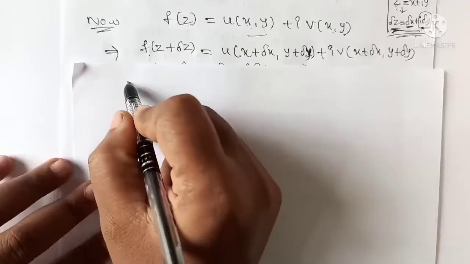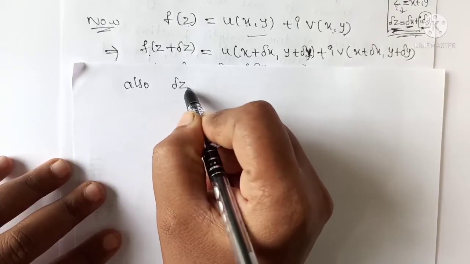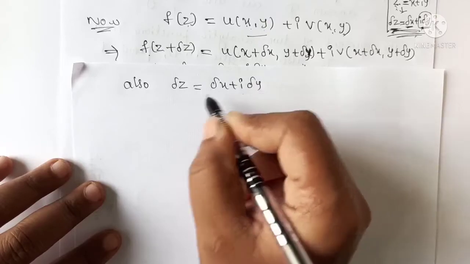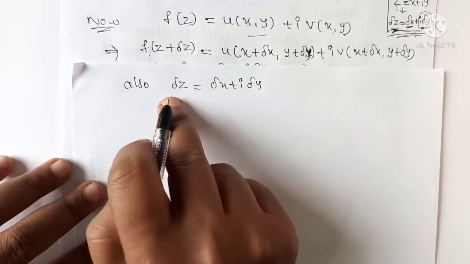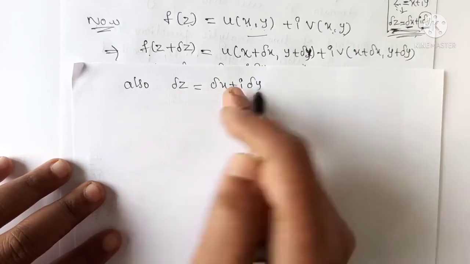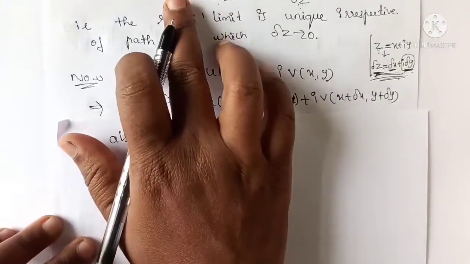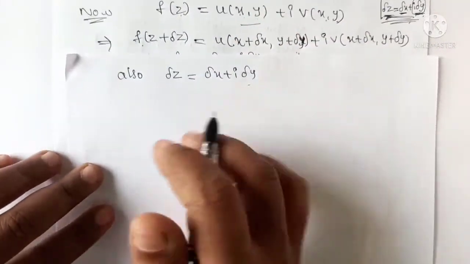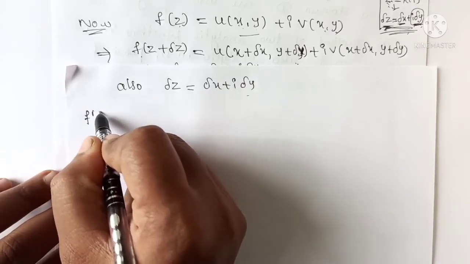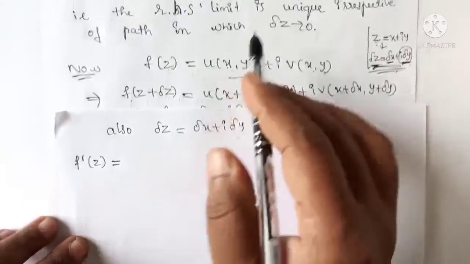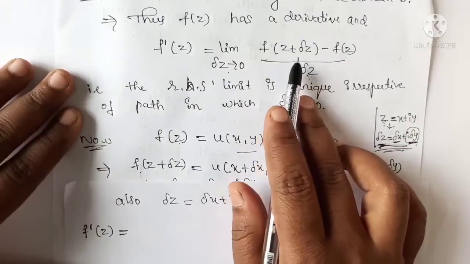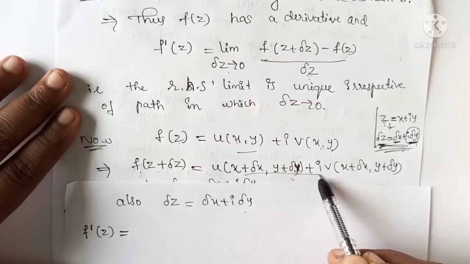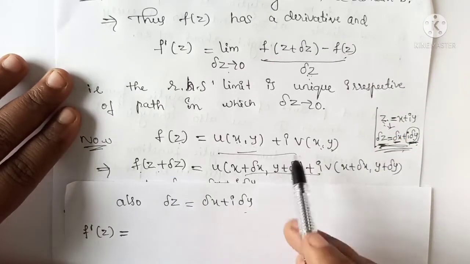Okay, so then also delta z is equal to delta x plus i delta y, since z is equal to x plus iy. Therefore delta z is equal to delta x plus i delta y. Therefore this f dash of z can be written as: f dash of z is equal to, in the place of f of z plus delta z, we apply this, that is we add this term, and in the place of f of z we add this one.